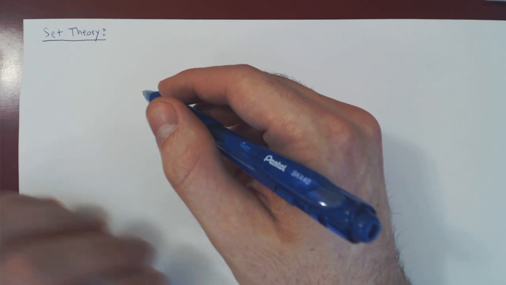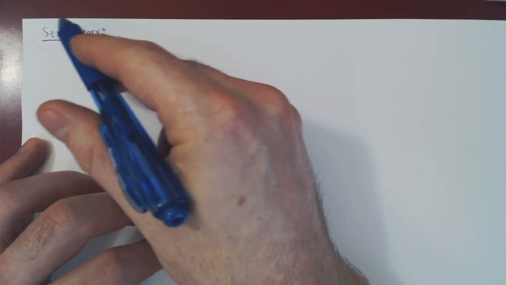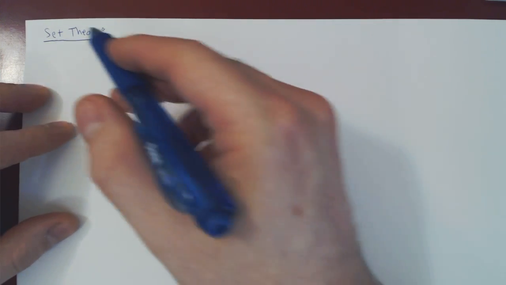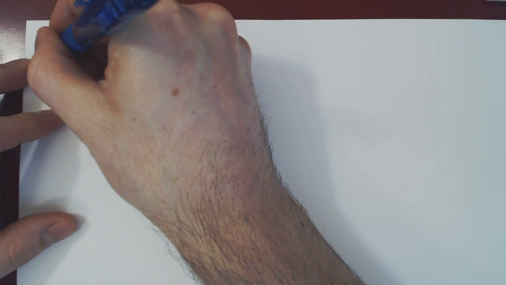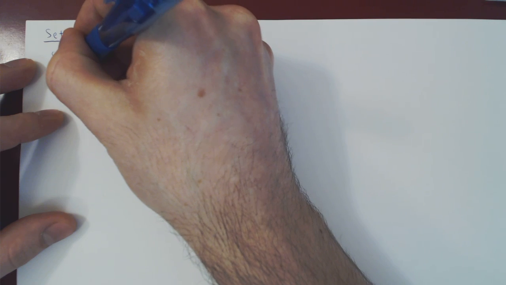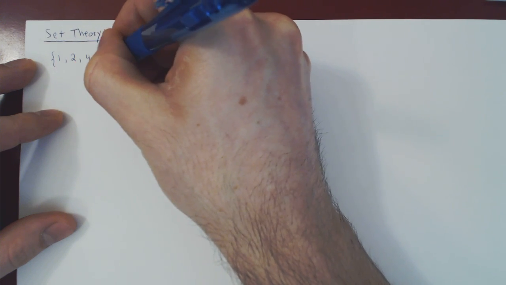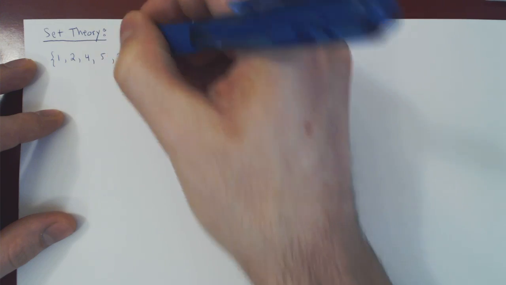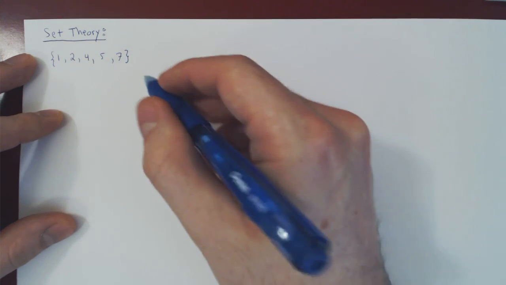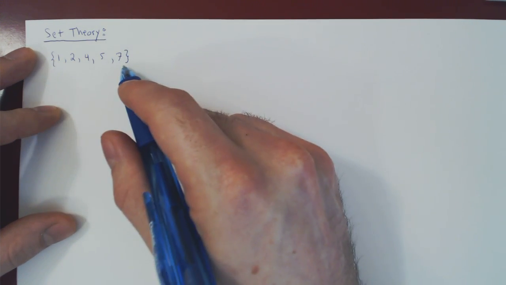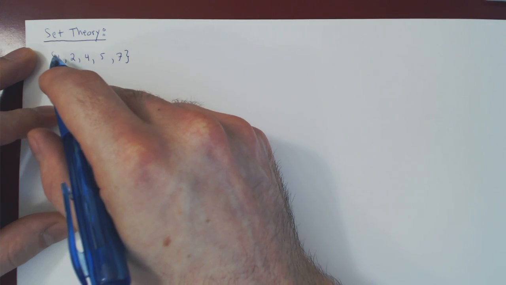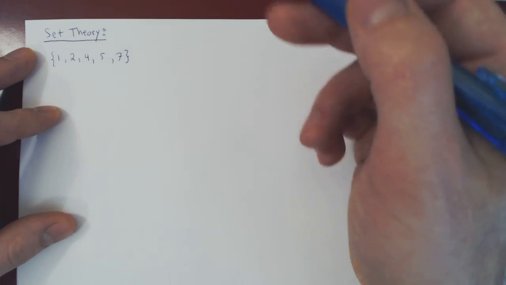Okay, so in this video, we will introduce the basic ideas of set theory. Now, all a set is, is a collection of objects where order and repetition are irrelevant. Let me give you a few simple examples. We could have the set 1, 2, 4, 5, and 7, and we use curly brackets to denote the idea of a set, a collection of objects. So this set would contain the numbers 1, 2, 4, 5, 7.